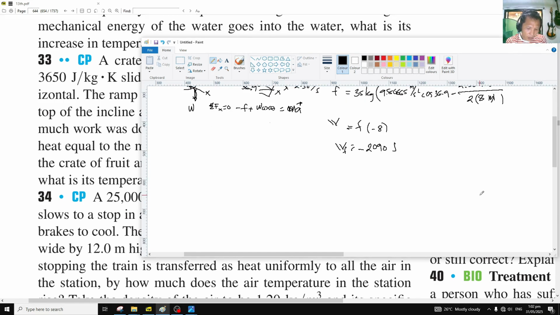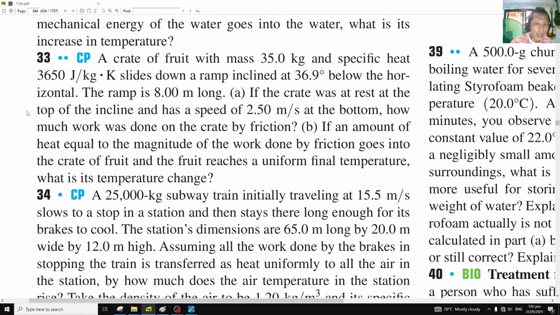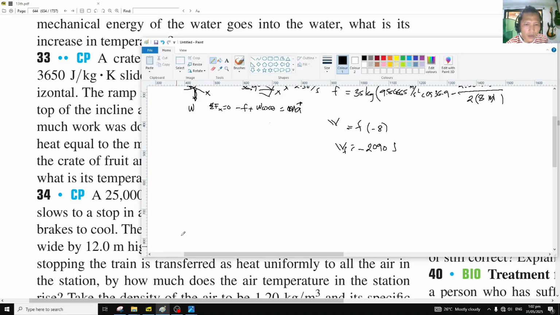I can save that, shift store A. So that would be A, and then I could have my B. B: if an amount of heat equal to the magnitude of work done by friction will make a temperature change. Somewhat not a realistic problem, but if ever, this work is passed on by the friction and becomes heat of the crate.